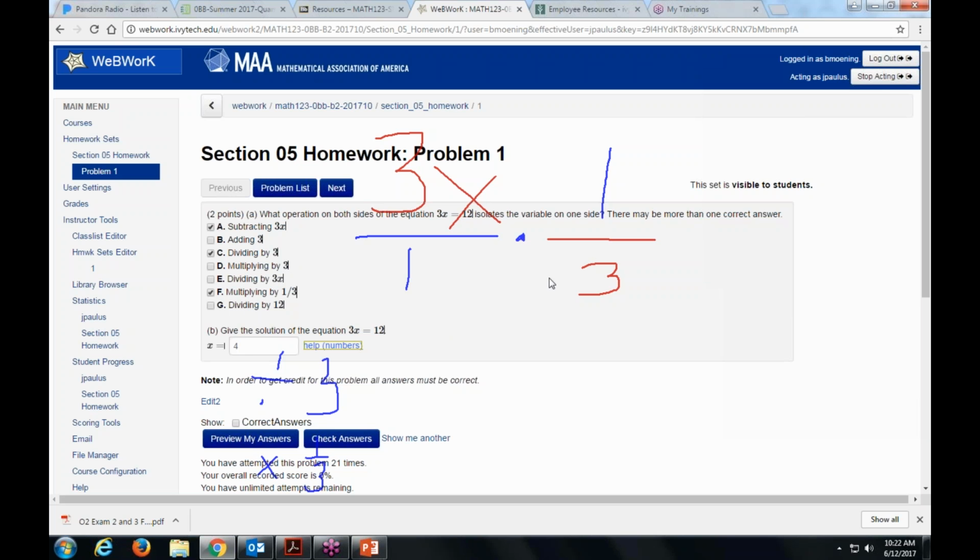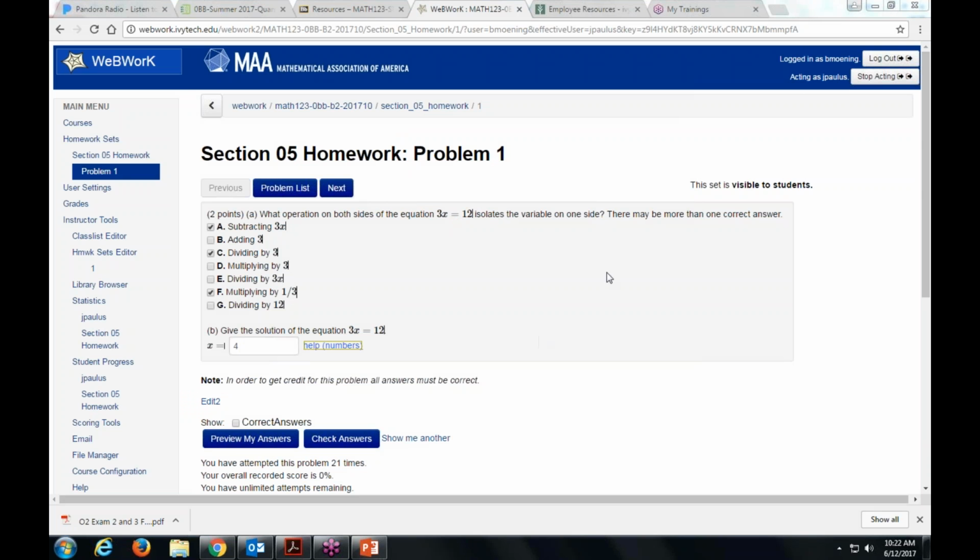And I think the next problem, there's another one similar to that, but I don't know where that's at.